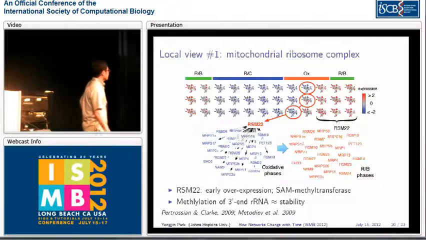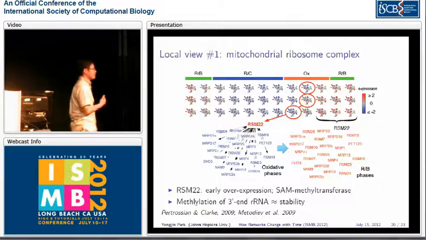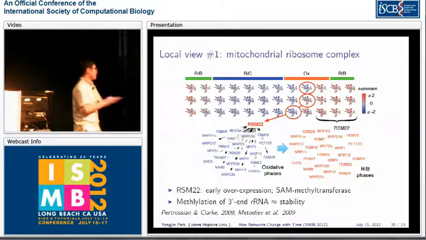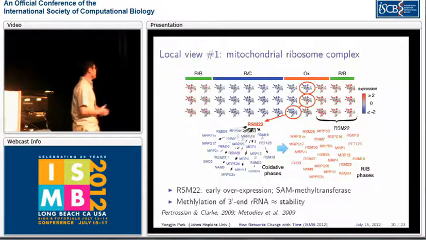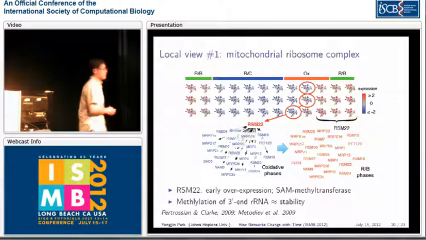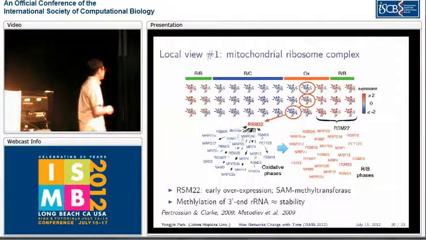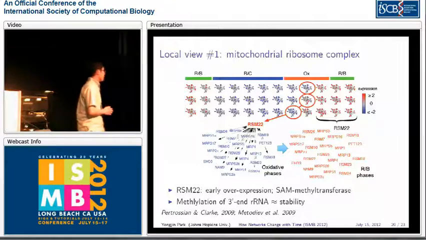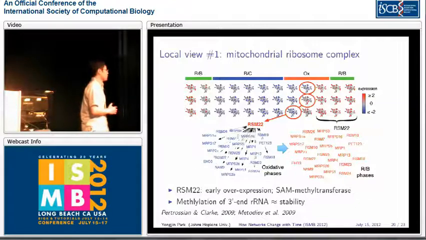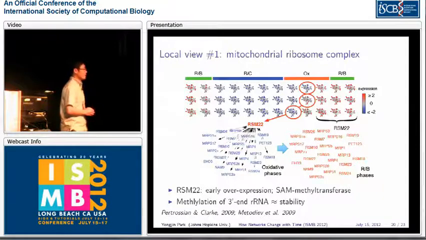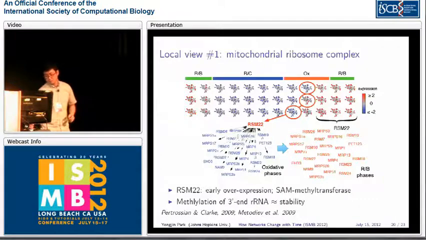So we were thinking that there could be some regulation going on by RSM22, spreading the signal to the other members of the complex. It turned out that RSM22 is a SAM-methyltransferase, and it was also known that the ribosomal RNA complex is stabilized or assembled by the methylation of the 3' end of ribosomal RNA. So this proposed one of the interesting hypotheses from our clustering results.